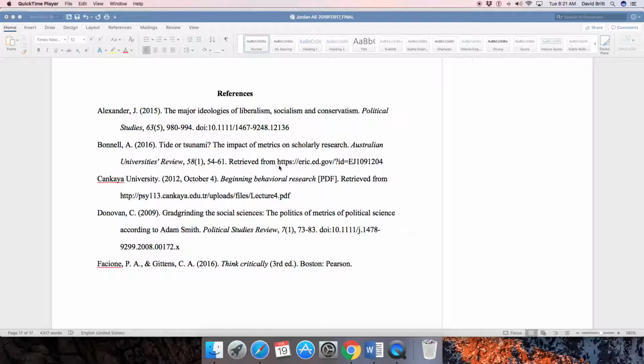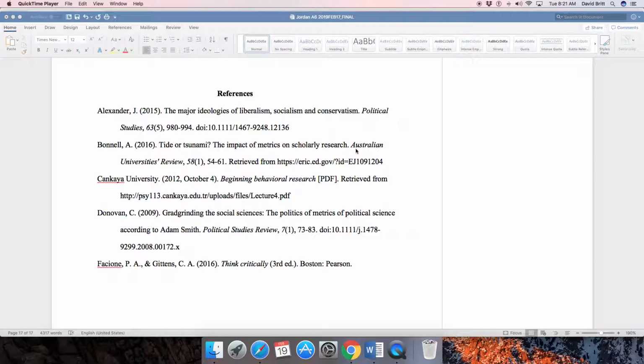Now, the retrieved from information is not where you retrieved it at the CSU online library. Hear me on that. That is not it. It is not where you retrieved it on the database. It is the home page of where this journal is located.